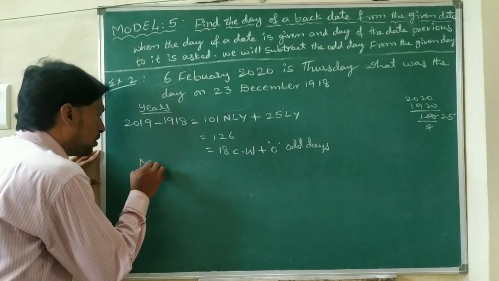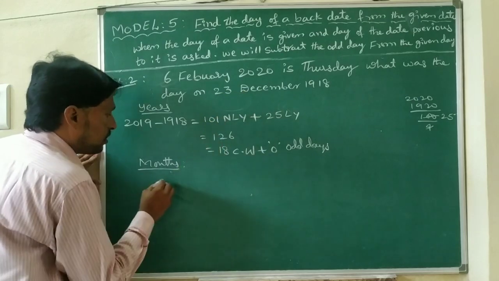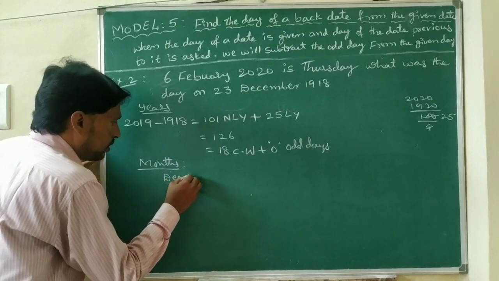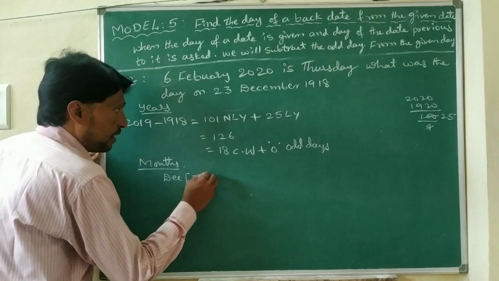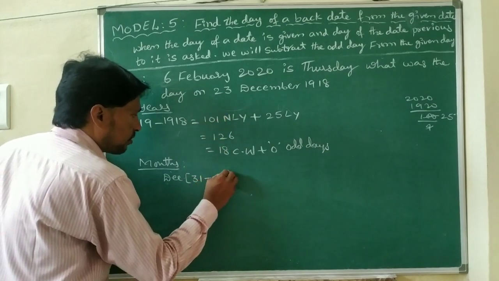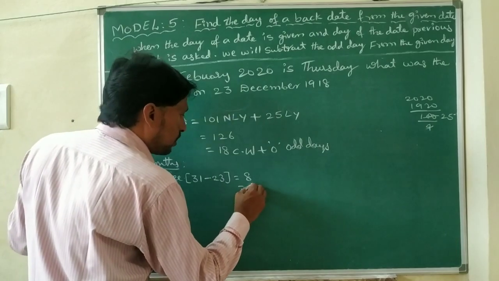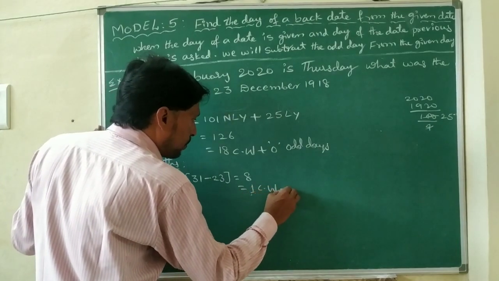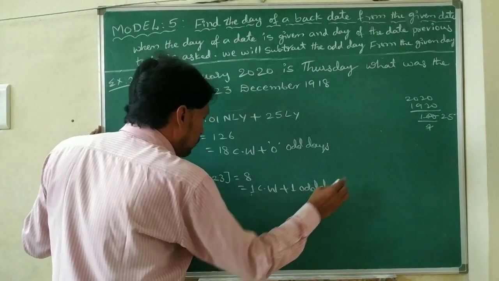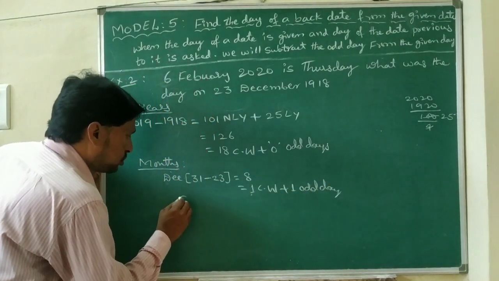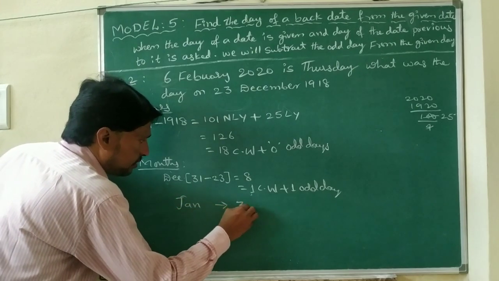Now you can take the months. Months here: 23rd December. December is actually 31 days, minus 23, so we are getting 8. 8 means 1 complete week plus 1 odd day. 1 odd day. Next January, it is 3 odd days.